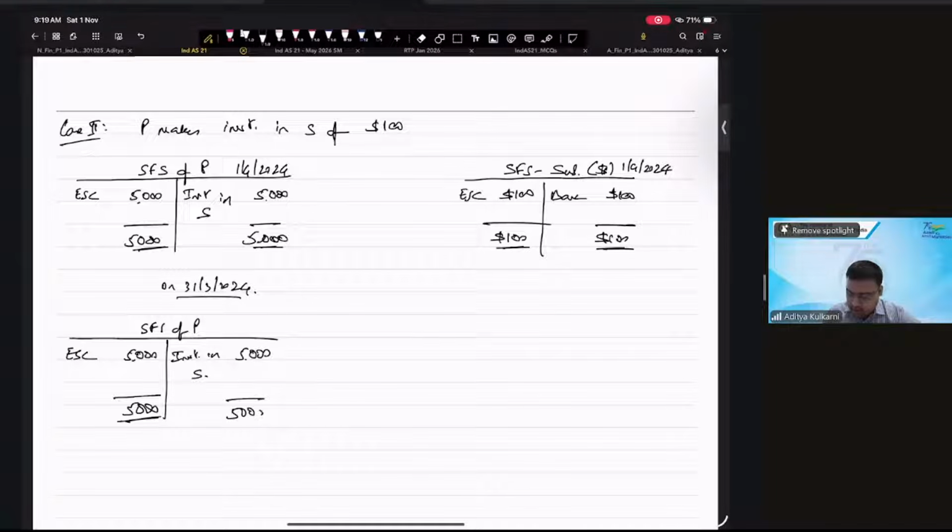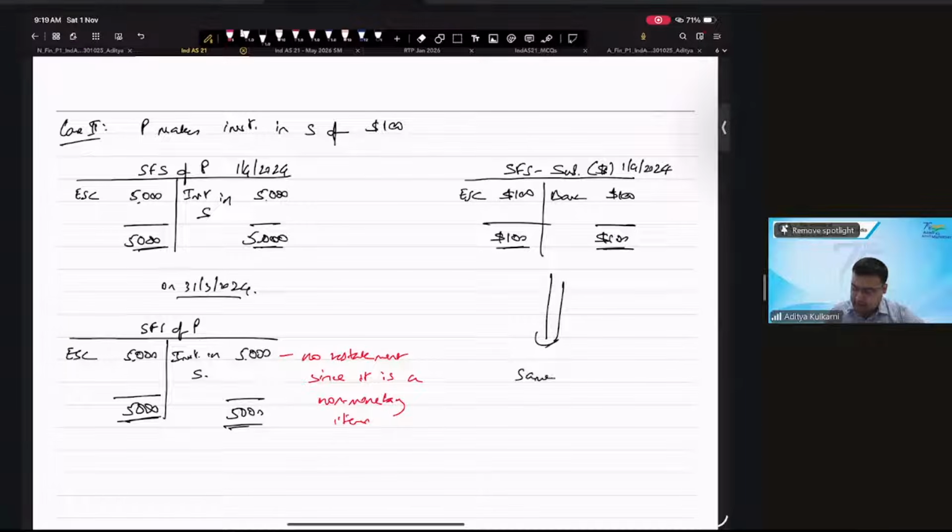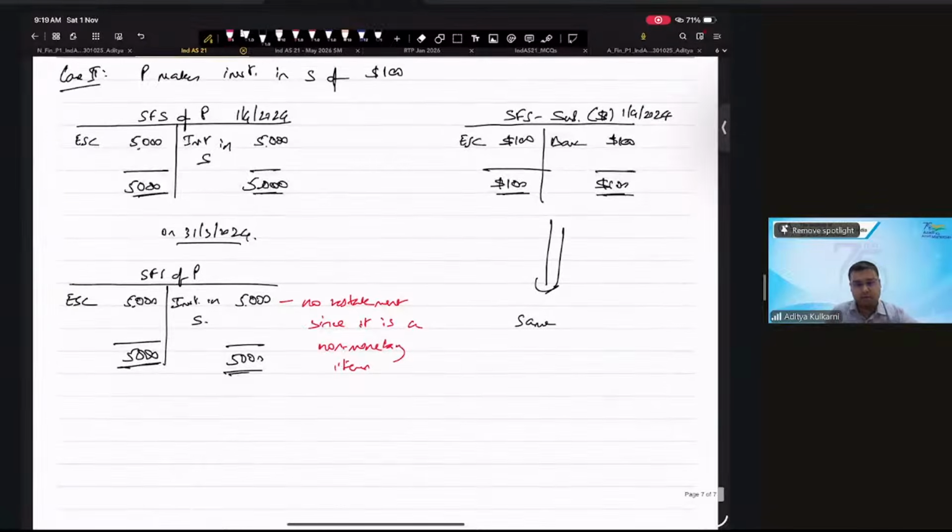Did you understand everyone? Leela, Geeta, Sanjay, Vibhu, yes? You will not restate it, okay? No restatement, since it is a non-monetary item. Is it okay? Understood? Yes? गॉट इट सर. As far as SFS is there, same will continue. Okay.